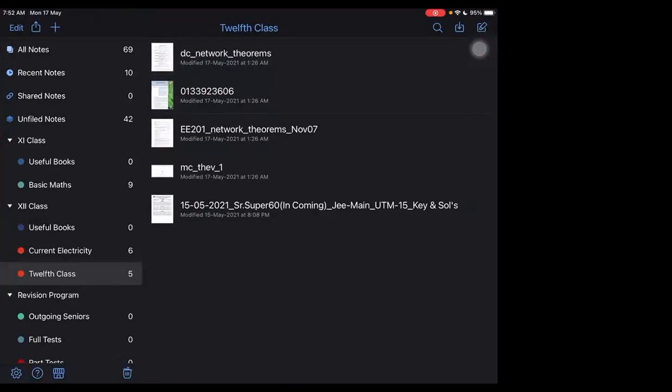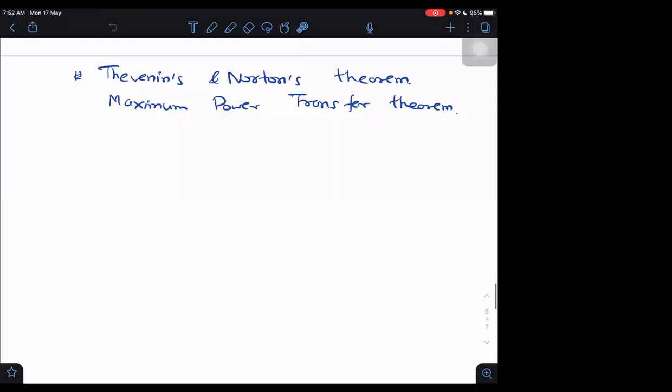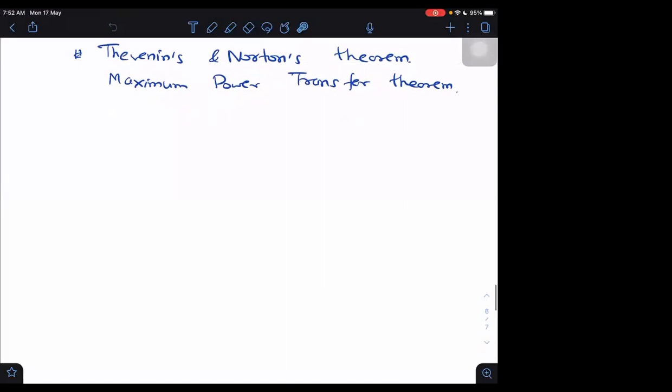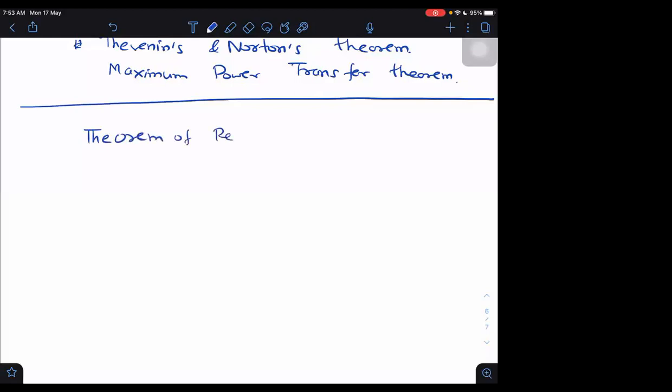Thevenin's theorem and Norton's theorem. These were already discussed. Now I will start with one theorem, the theorem of reciprocity.